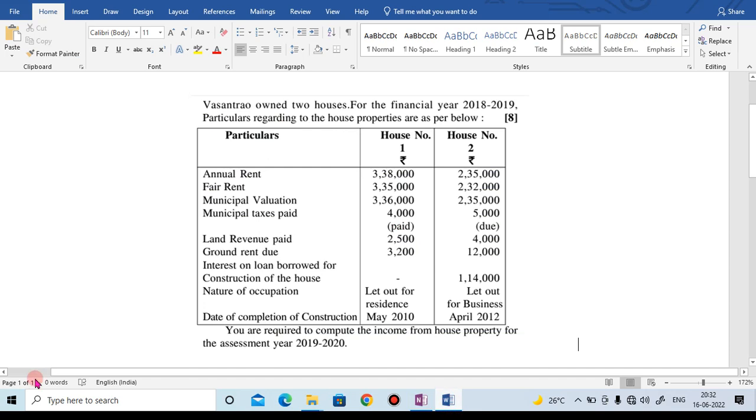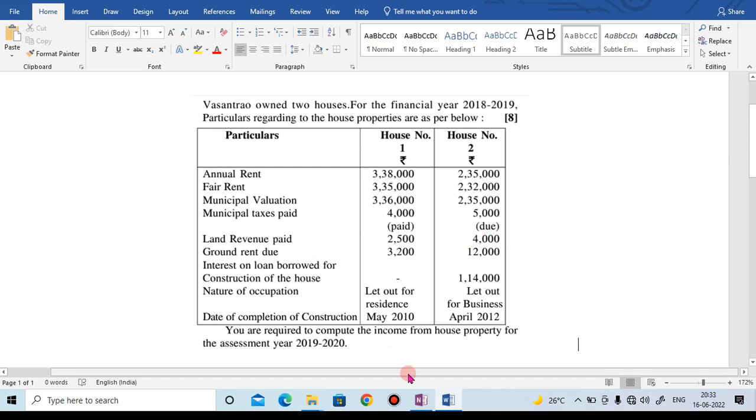Now check in the question, is there any municipal tax paid? Yes, it is given. So municipal tax for house number 1 is 4,000. Okay, and in bracket it is written paid. That means for house number 1 the municipal tax was paid. Now house number 2 municipal tax is 5,000, and in bracket it is written due. That means 5,000 is not paid.